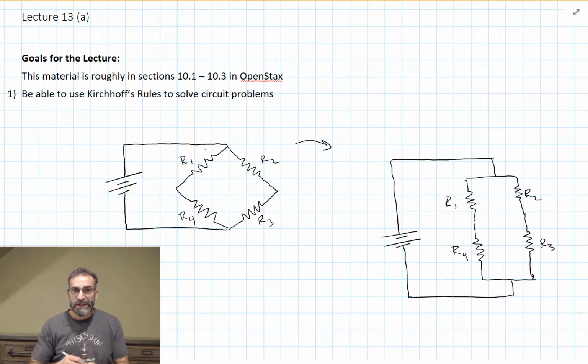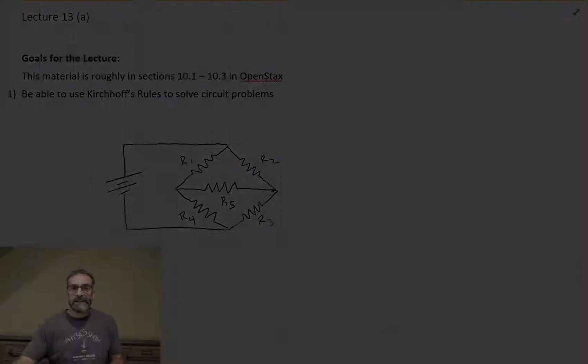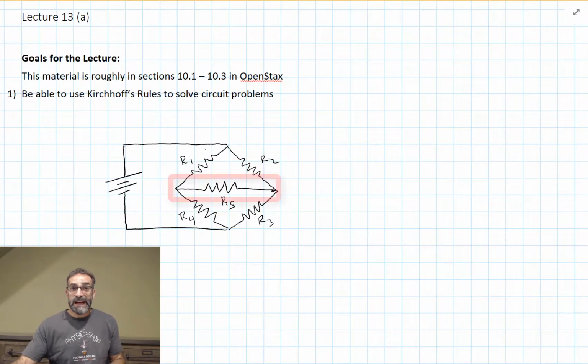But let's take a look at this circuit. Did you see what I did? I added a fifth resistor connecting the two sides. See if you can reduce this down to a simpler circuit using your rules for series and parallel resistors.